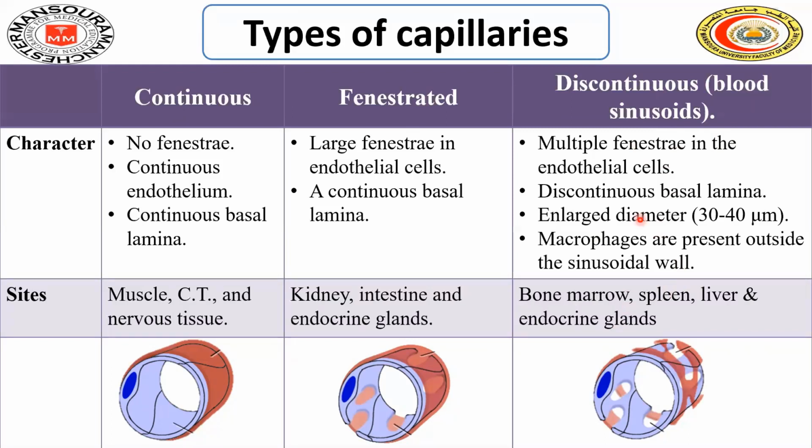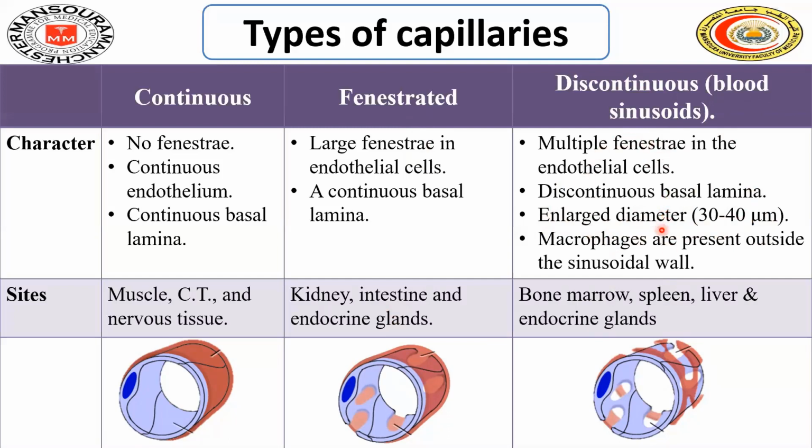So here we have holes in both the endothelial cells and the basal lamina surrounding it. This is the main difference between discontinuous and fenestrated. In the fenestrated type, we have continuous basal lamina surrounding fenestrated endothelium, but here both are discontinuous. This type is mostly characterized by having an enlarged diameter, larger than other capillaries. It may be from 30 to 40 micron in diameter, compared with 10 micron of other capillaries.